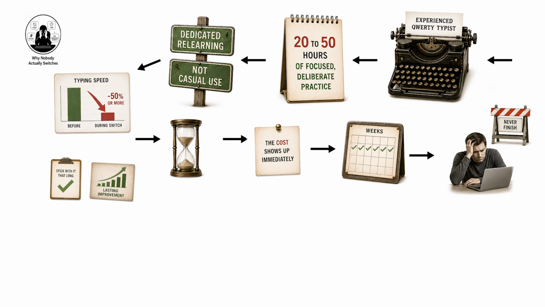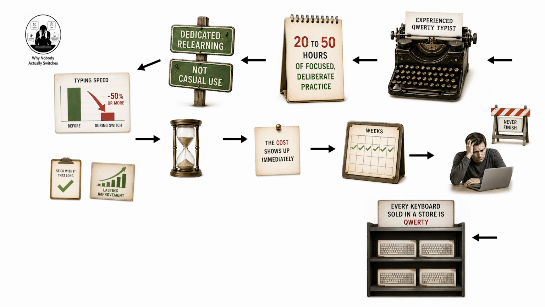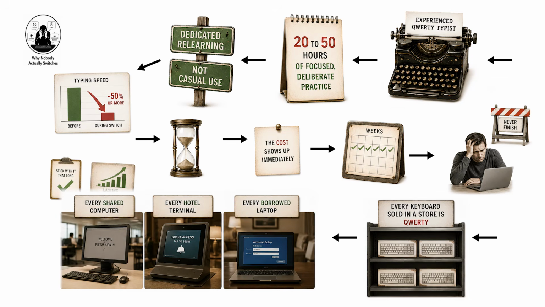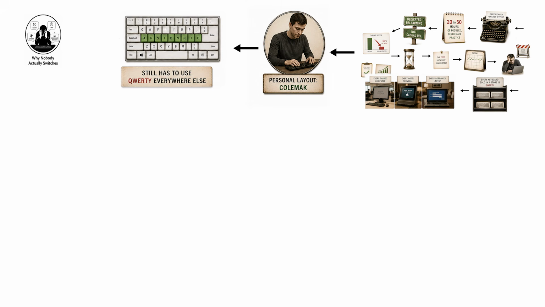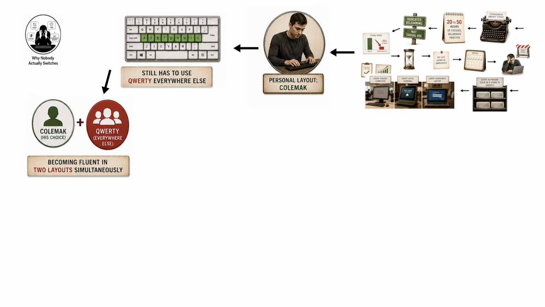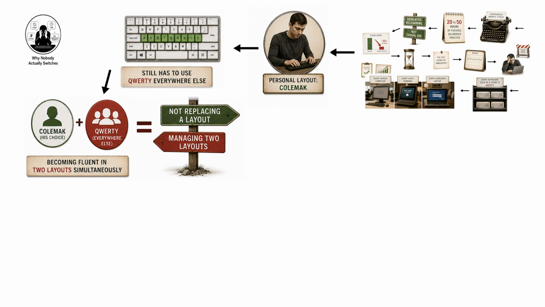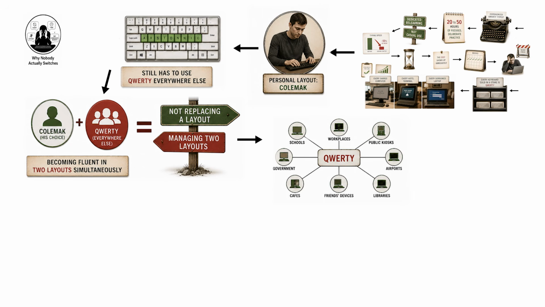The deeper problem is structural, not personal. Every keyboard sold in a store is QWERTY. Every shared computer, every hotel terminal, every borrowed laptop defaults to QWERTY. A person who switches their personal layout still has to use QWERTY everywhere else, which means they're not replacing one layout with a better one. They're becoming fluent in two layouts simultaneously, and only one of them is theirs by choice. This is the network effect in its most stubborn form. The infrastructure that makes switching pointless isn't going anywhere, no matter how good the alternative is.